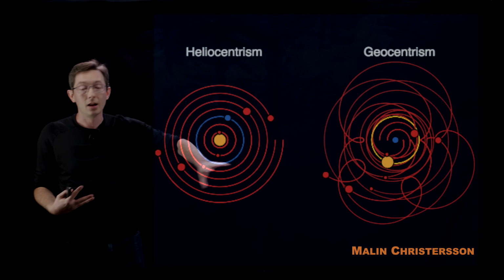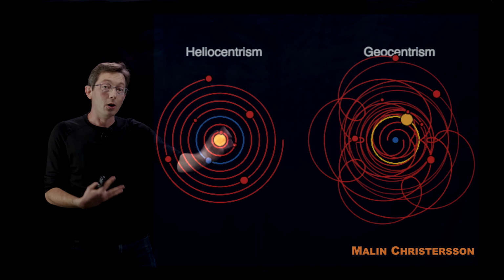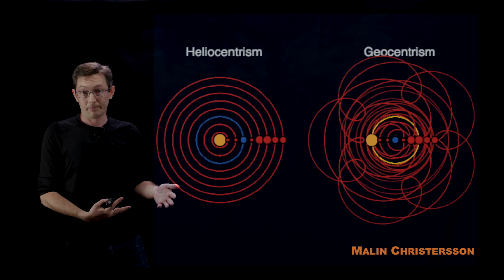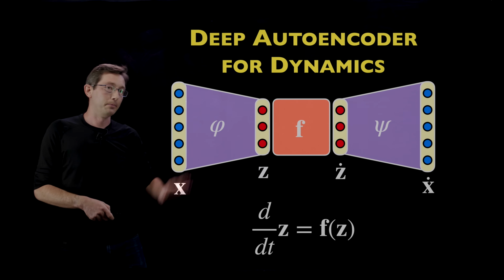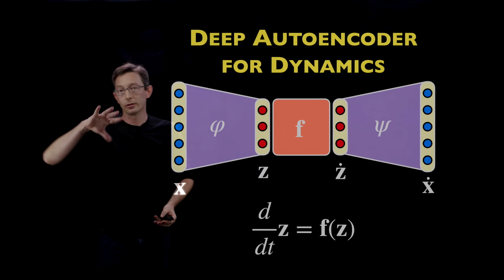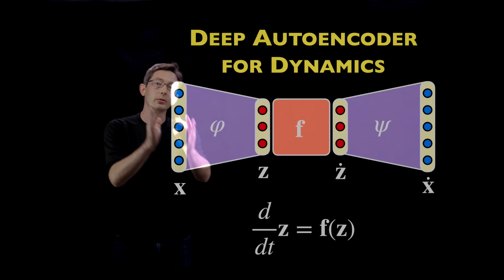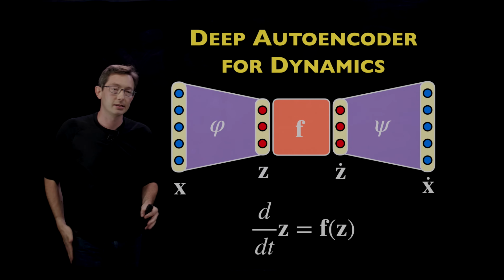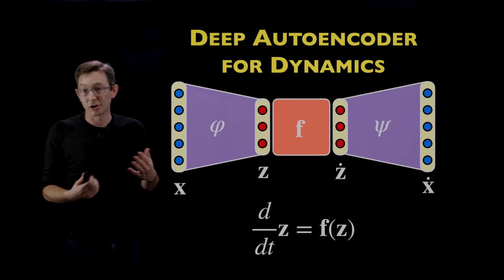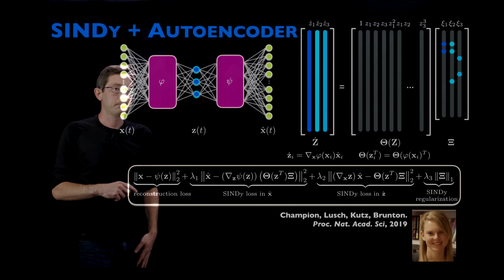And that's been borne true over and over throughout the history of physics. Okay? Good. So that's what we're trying to do here. We're going to learn the coordinate system that simplifies the dynamics. And now I'm going to walk you through a few examples of how we've been doing this and what some of the challenges and opportunities are.